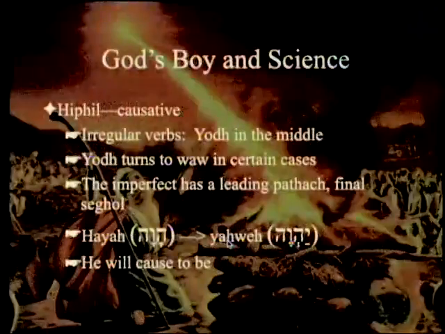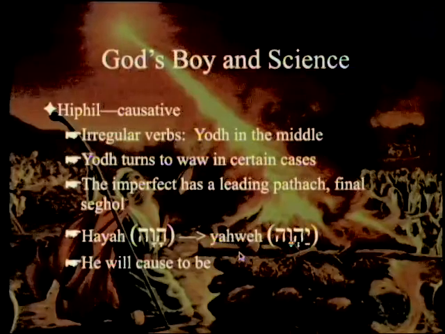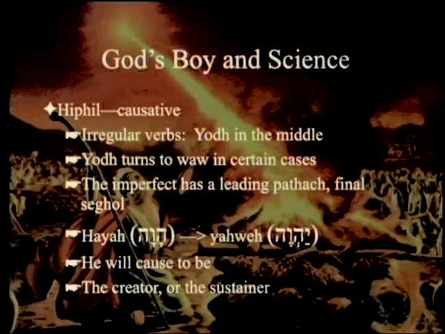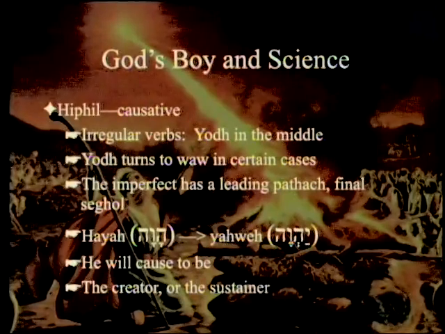Well, that would mean that Yahweh would be translated, he will cause to be. Which, of course, would be the Creator, or because it's the imperfect form, perhaps better translated as the Sustainer. It may include creation in the past, but it includes creation in the present and in the future.